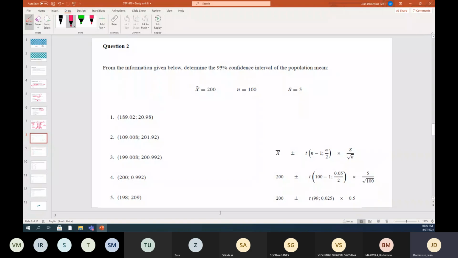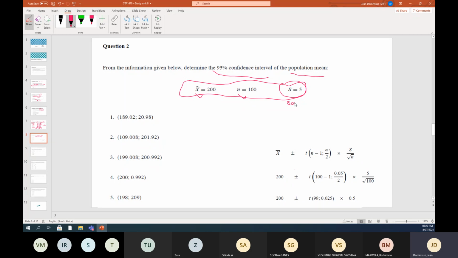Okay, let's go to the next one. Let's just look at what they tell us from the information given below. Determine the 95% confidence interval of a population mean. So this is the information that they give us. Okay, so they give us the mean, the sample, and what is that?